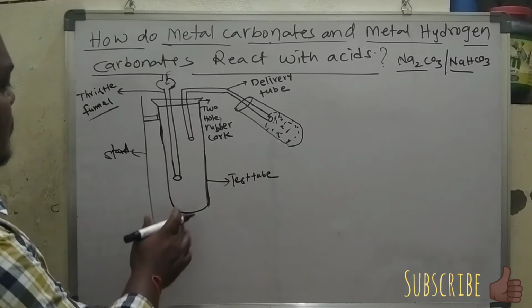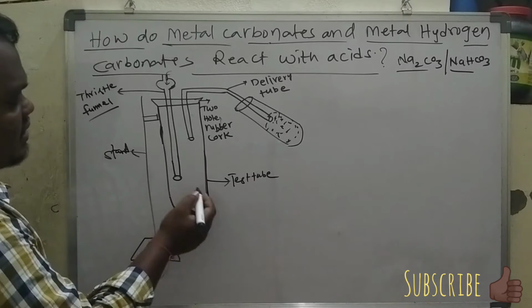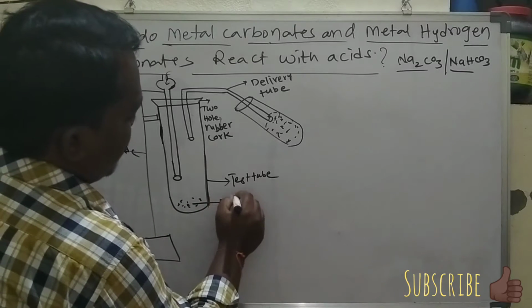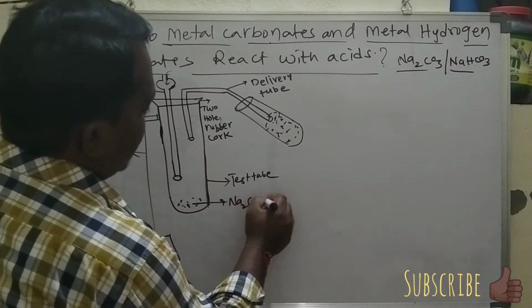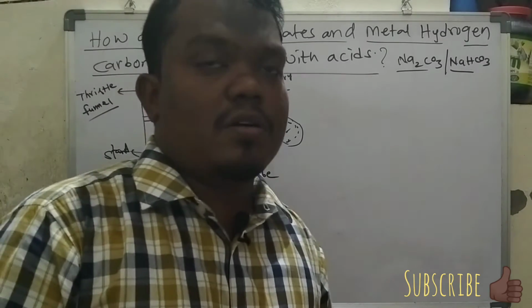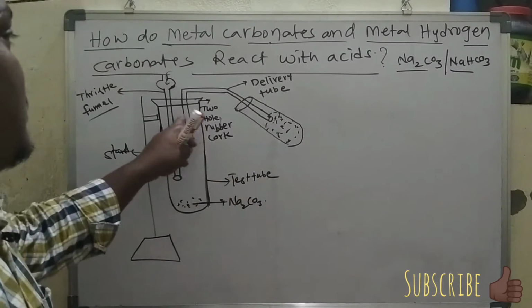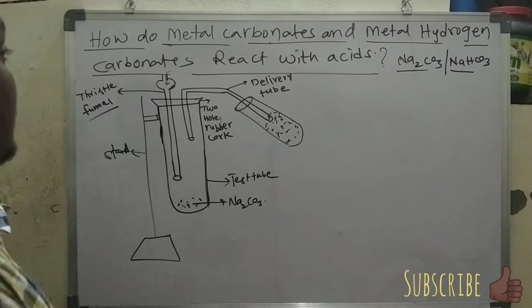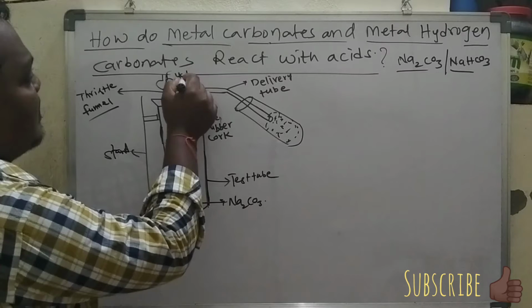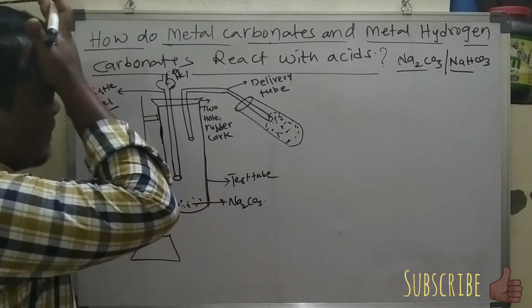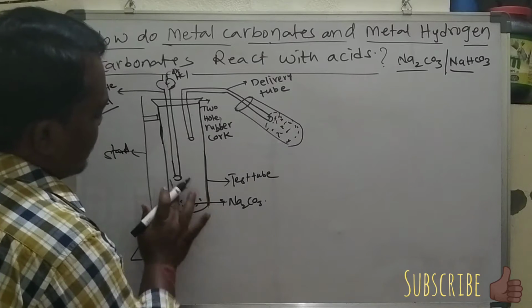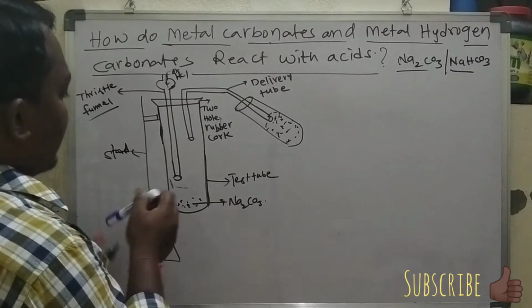First I am going to react sodium carbonate. I take Na2CO3 in the test tube and close it with the rubber cork along with this delivery tube and thistle funnel. Now I slowly add diluted HCl here. So when we add the HCl, what happens?